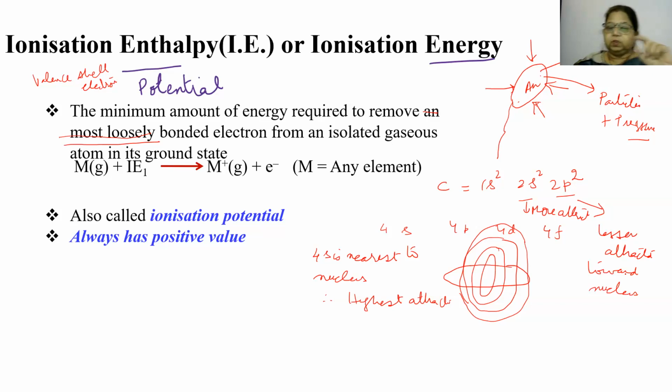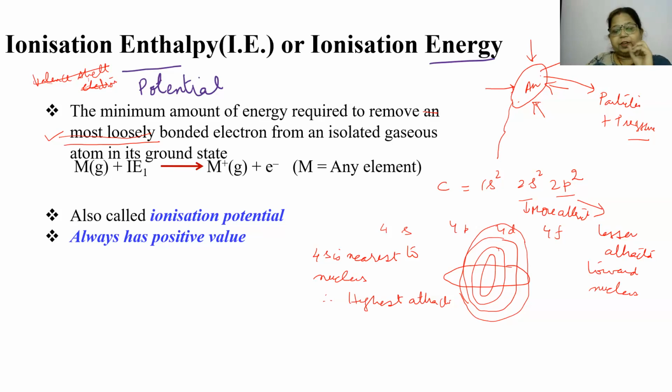So that means you will be spending more energy on taking out an electron from the 2s orbital as compared to the 2p orbital. For 2s, if you have to spend 300 joules, for 2p you will be spending, let's say, 200 or 150 joules of energy. Is it correct or not? Do you agree, all of you? Yes, ma'am. So that is why the more appropriate phrase is that we must say it is the most loosely bonded electron from an isolated gaseous atom. So we'll not be using this term, we'll be using this term, right?